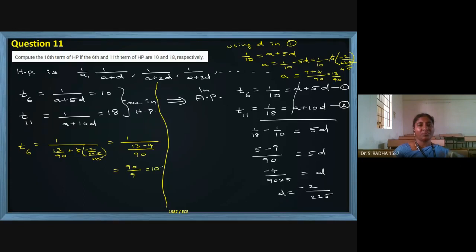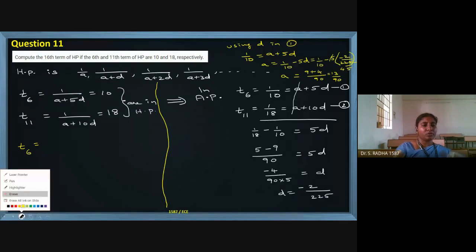10 is the value. Sorry, already given, this is not required. What I should find is the 16th term. This is a repetition, as the value is already given: the 6th term value is given as 10. I am supposed to find the 16th term. I thought it was the 6th term.